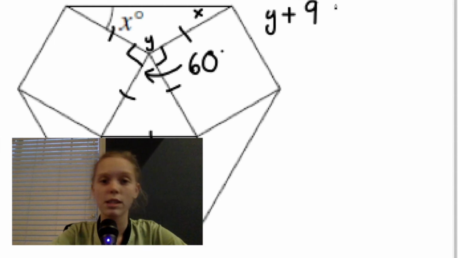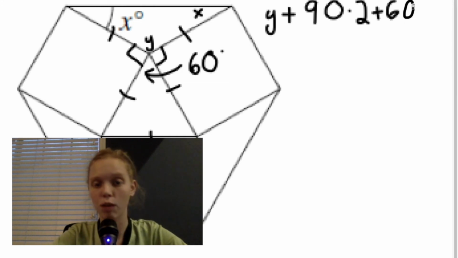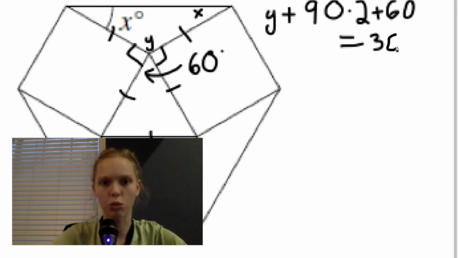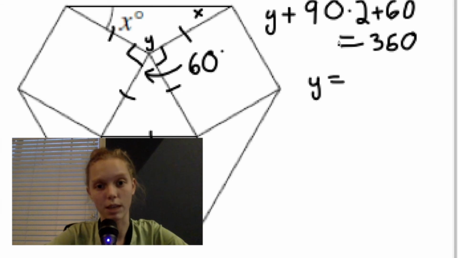Y plus 90 plus 90 plus 60 is going to equal 360 because you can see in the center there's a single point and it is surrounded by those four angles. And all of the angles surrounding a singular point will add up to 360. We can use this to solve for y. When we do the math out, y ends up equaling 120.